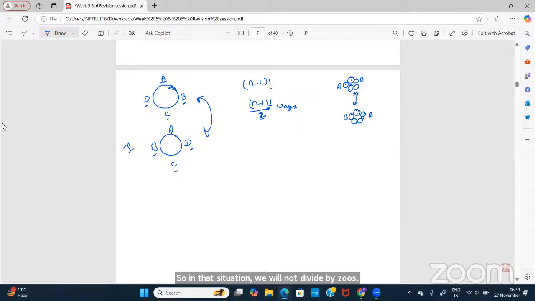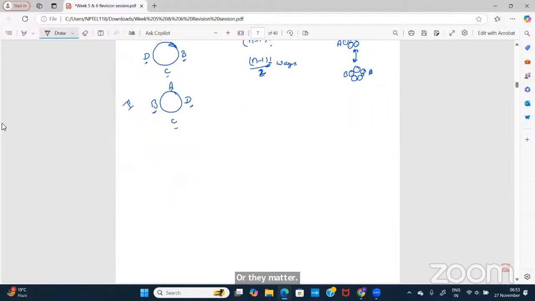We cannot flip the table, right? If you are sitting at the table, those will be different positions. So we have to see the situation, whether clockwise and anti-clockwise are the same or they matter. We will have to see that in the question.